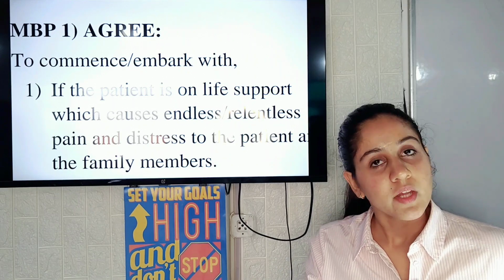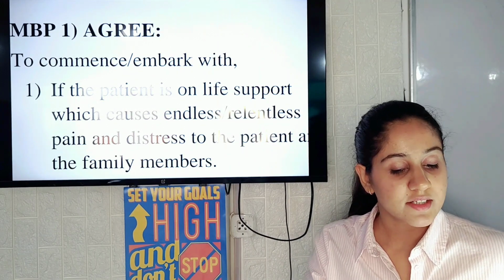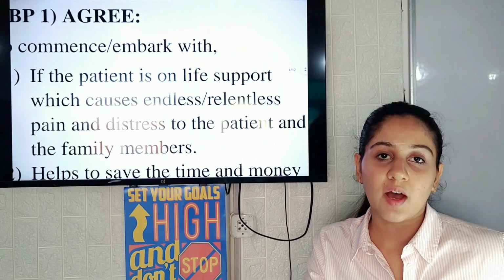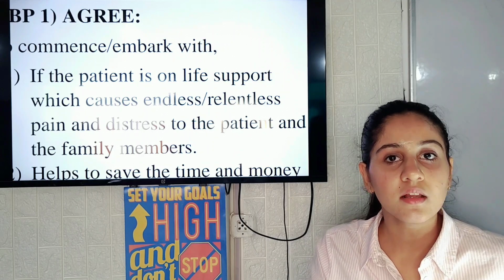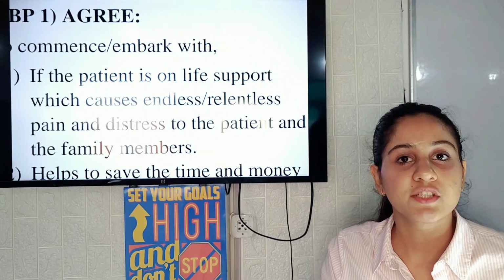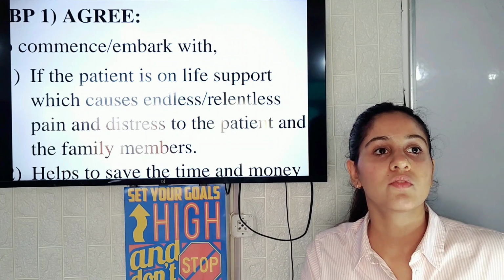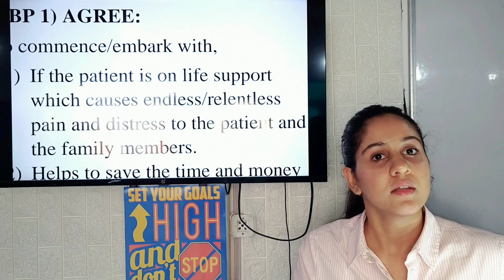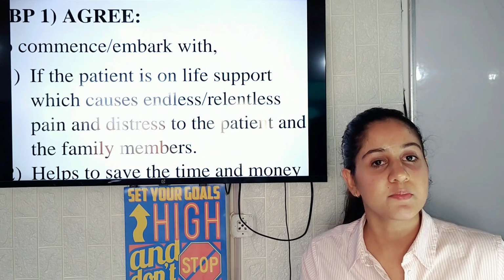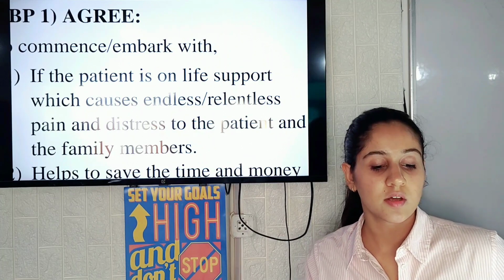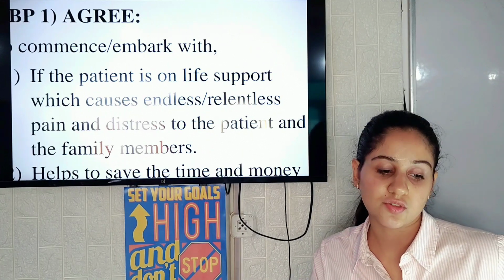So to begin with, if the patient is on life support, which causes endless, relentless pain and distress to the patient and the family members, euthanasia should be made legal. Like if the person is on a ventilator, then the chances of survival are quite low, or if the person is aged 90 or above, then the same is the case. So instead of giving that person relentless pain, it's better to just end the life of the patient, and it will definitely cause less distress to the family members as well as the patient.